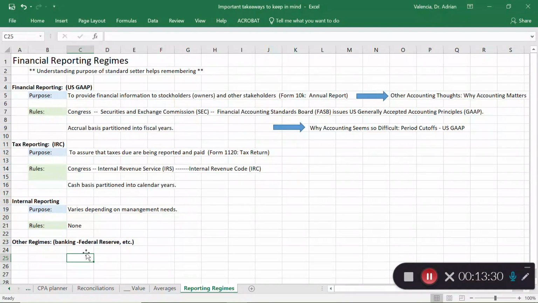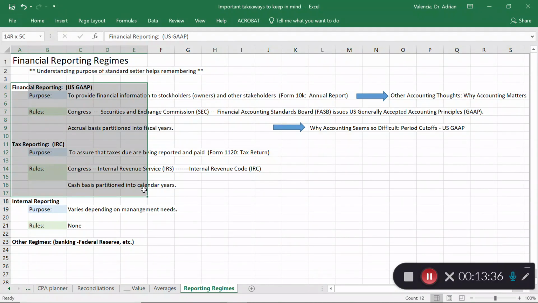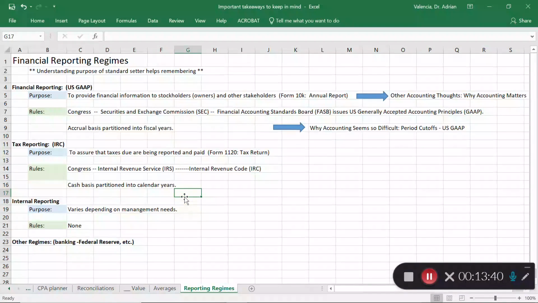Why am I doing this video? I'm doing this video because sometimes I see students get confused as to what it is that they're trying to accomplish. When they're in a particular class, they get some of these goals mixed up. And I encourage you to be extra careful in terms of understanding the purpose of each financial reporting environment so that you can better understand what those rules are trying to do, right? And if you do that, I think it'll help you out.